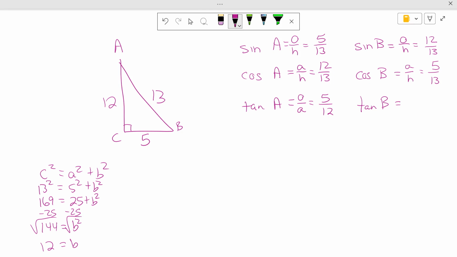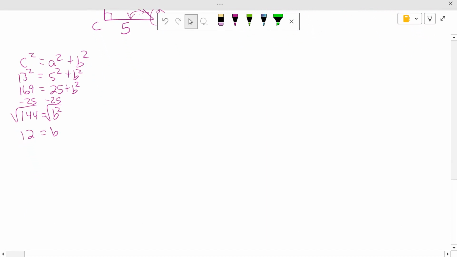And now the tangent of B. The tangent of B is the opposite over the adjacent. What's opposite over adjacent, Haley? What's opposite over adjacent as far as B goes? 5 over 12. Nope. 12 over 5. Because we're talking about B, opposite 12, adjacent 5. Okay? We're doing pretty good with this.